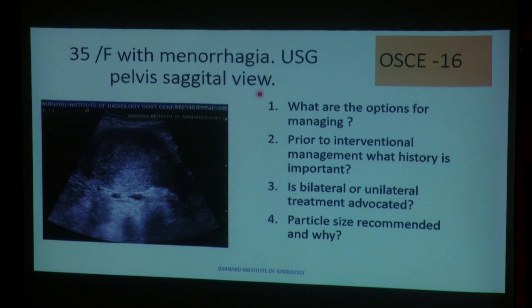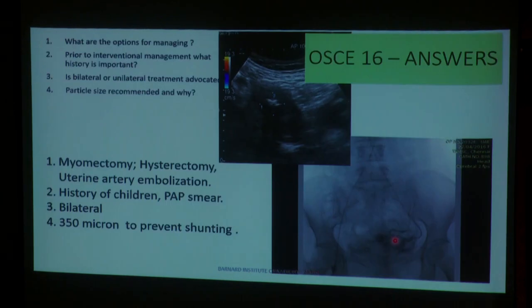A 35-year-old female with menorrhagia, this is the ultrasound pelvis sagittal view, this is the uterus. So what can you see? You can see something echogenic here. So what are the options for managing this patient? Prior to interventional management of this patient, what history is very important, and will you do a bilateral or unilateral procedure, and what is the particle size recommended and why?